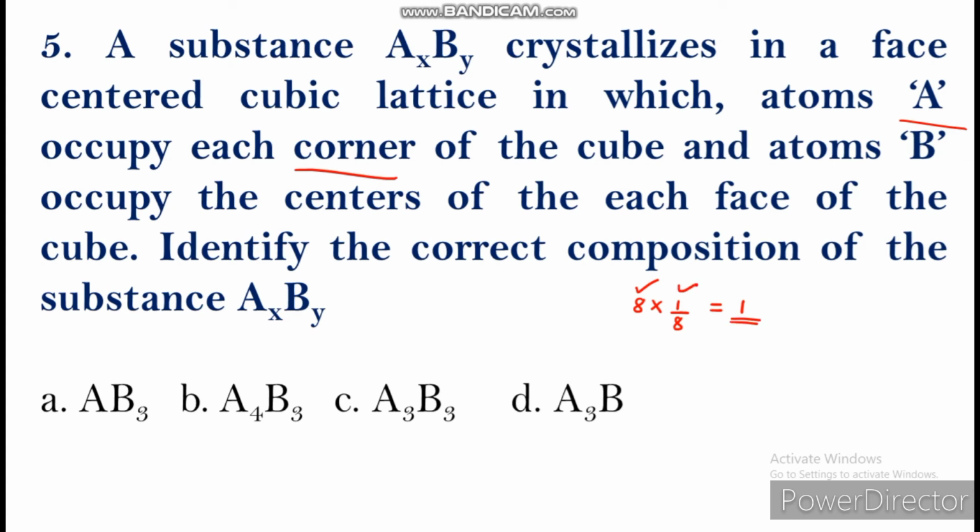Now the B atoms occupy the center of each face. You can see there are 6 faces and the contribution of a face particle is 1 by 2. So 6 into 1 by 2 is 3. So they are in the ratio 1:3. A is 1 and B is 3, right. So what's the formula then? AB3. So which option? Option A, AB3.